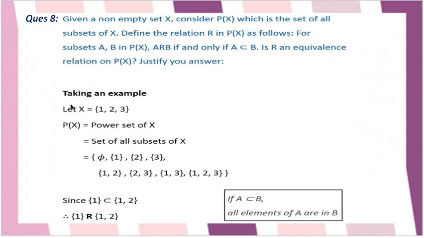Justify your answer. Let's take one example. Let's take X as {1, 2, 3}. Now let's find out the power set of X. It is {φ, {1}, {2}, {3}, {1, 2}, {2, 3}, {1, 3}, and {1, 2, 3}}. Now {1} is a subset of this set. If A is a subset of B, it means all the elements of A are in B. This {1} is a subset of this set.